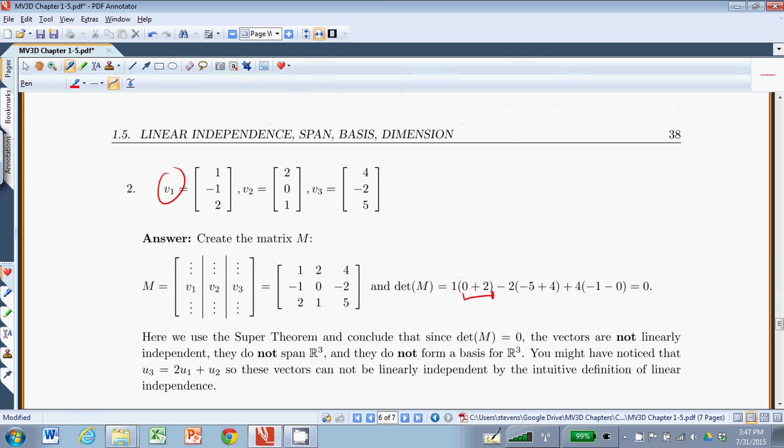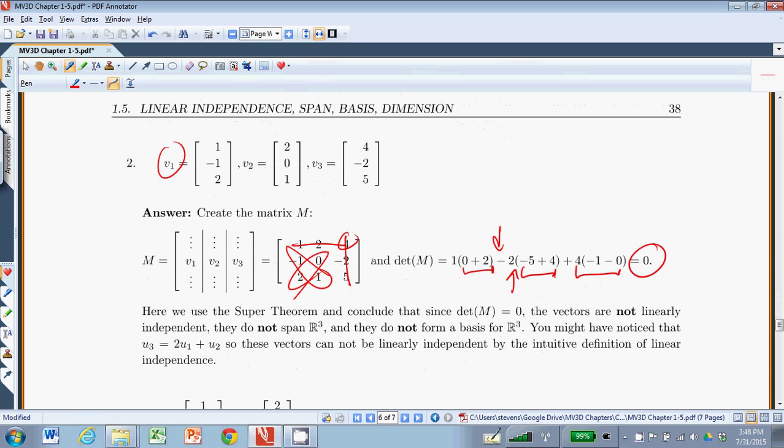And it's 2 times negative 1 to the 1 plus 2, negative 1 to the 3, so I get that negative, times the determinant of this matrix, so that's negative 5 minus negative 4, plus 4 times the determinant of this matrix, which is negative 1 minus 0. And when you carry that out, you get a determinant of 0.